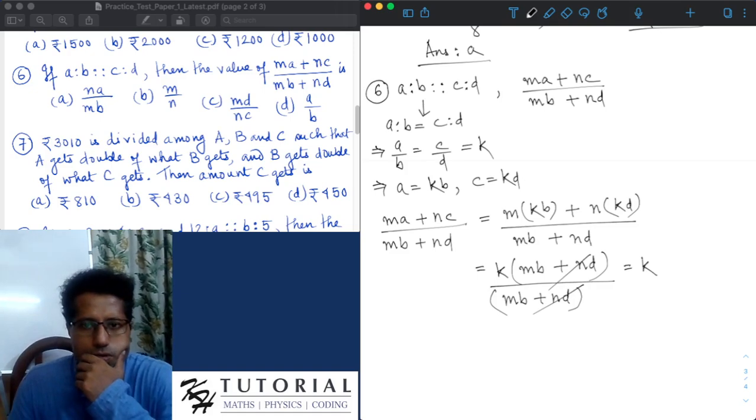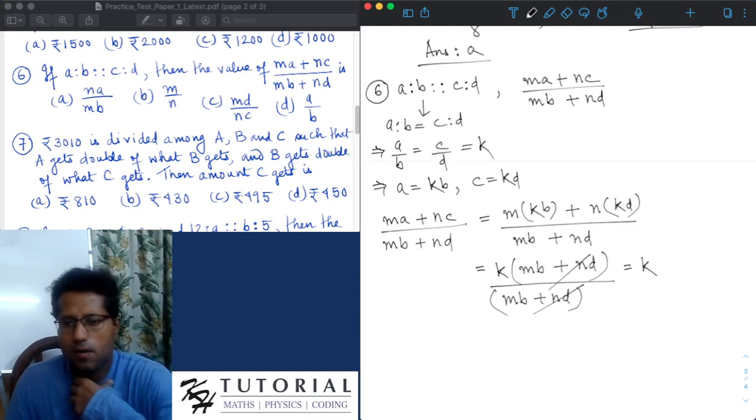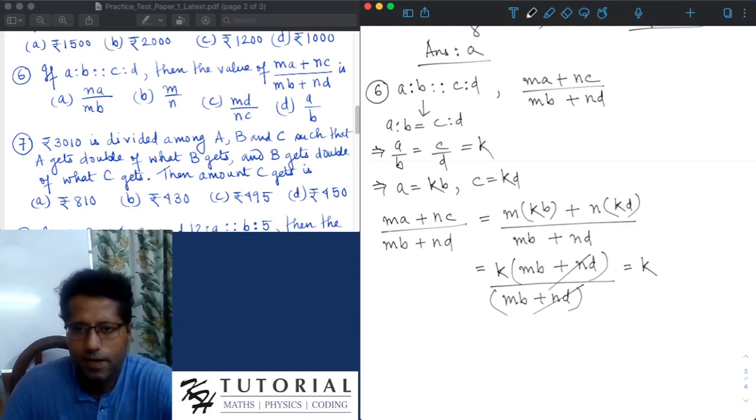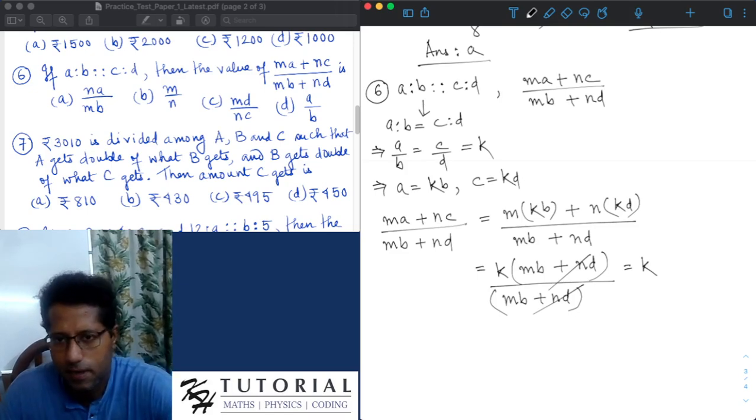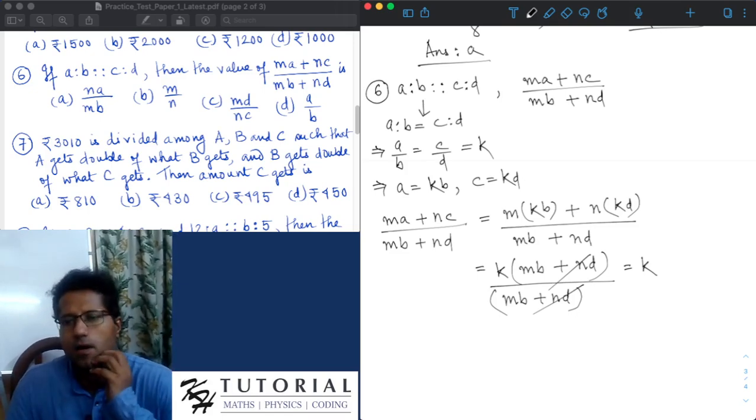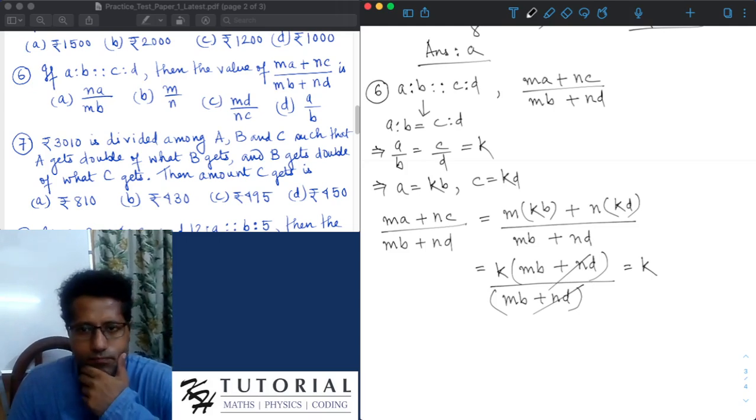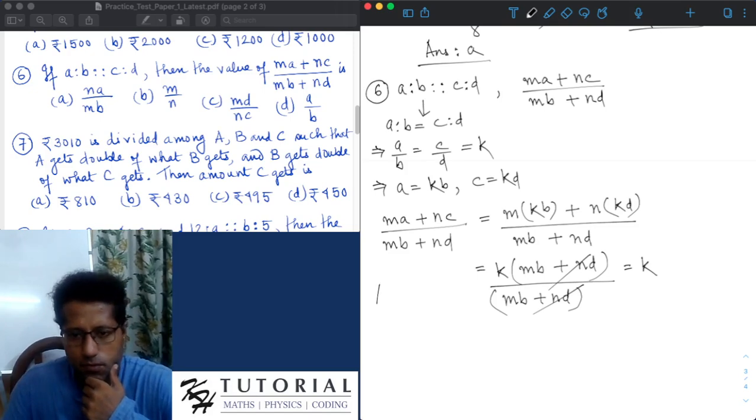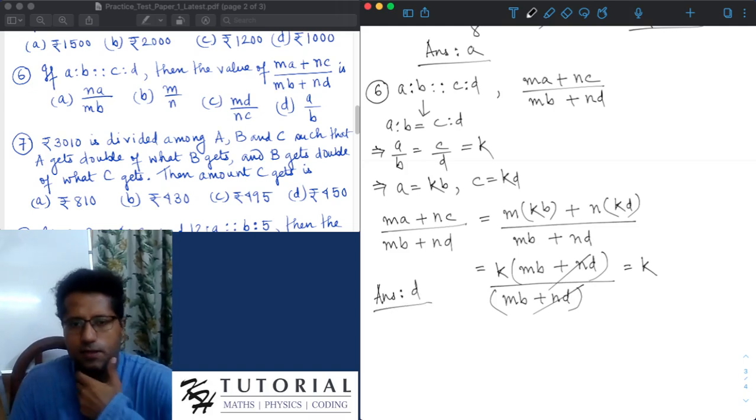Now, what is K? We have assumed that A by B equals C by D equals K. So K is equal to A by B. K is also C by D, but in the choice it is given A by B. So the answer is choice D.